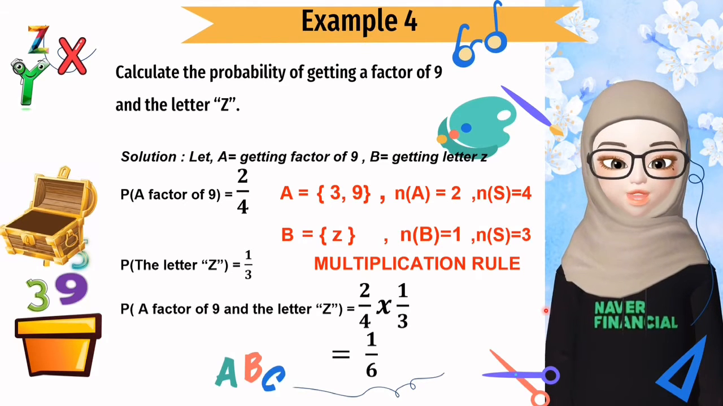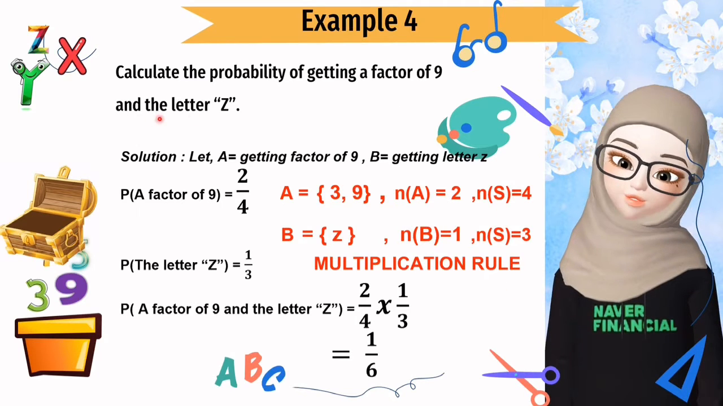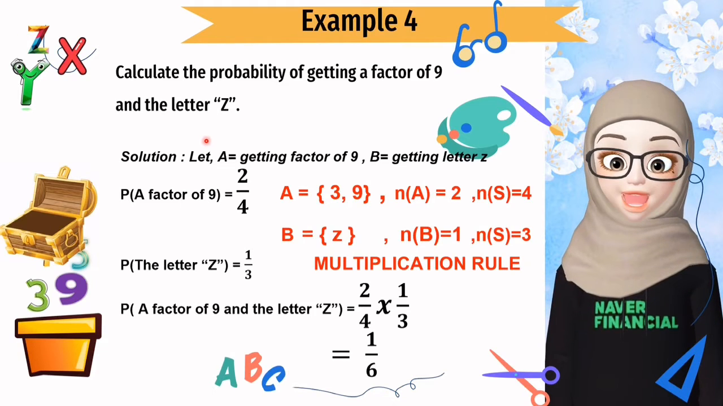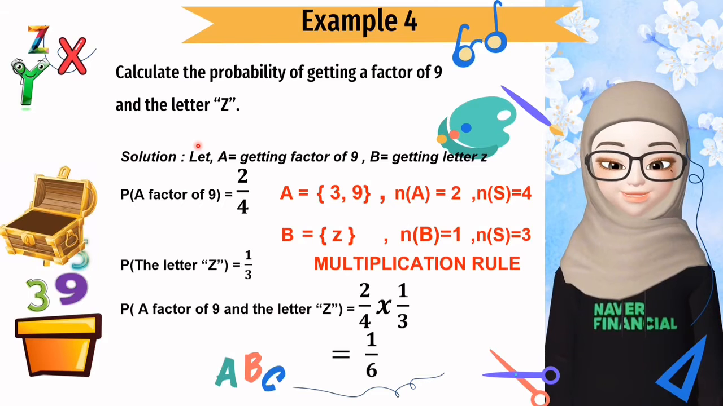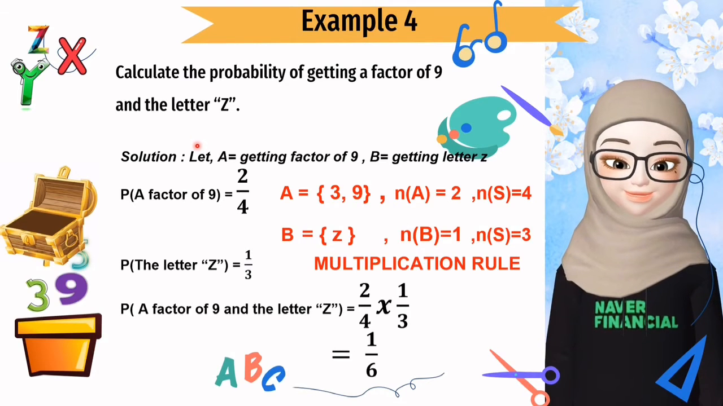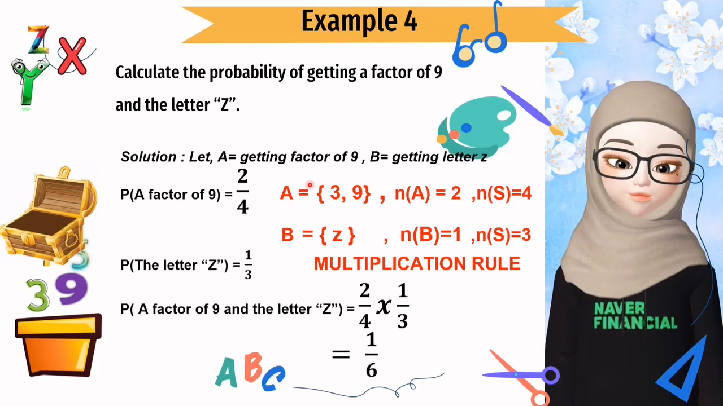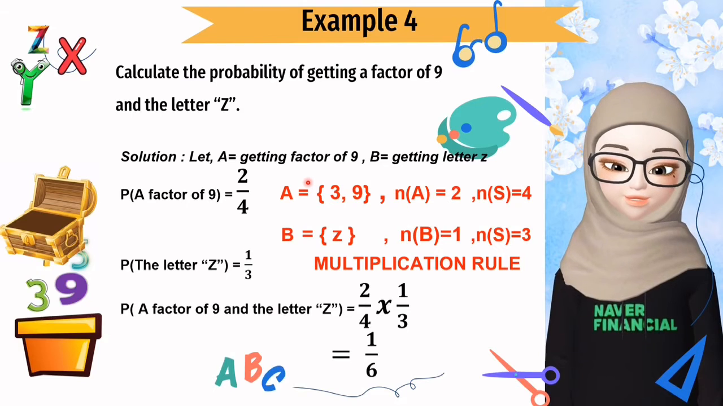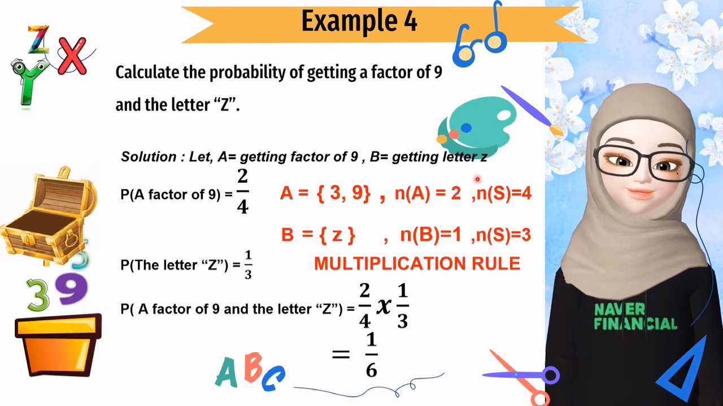Okay. We want to calculate the probability of getting a factor of 9 and letter Z. So, first of all, getting letter Z is not affected by getting a factor of 9, which is 3 and 9. So, this is an independent event. So, let A be getting a factor of 9 and B be getting letter Z.